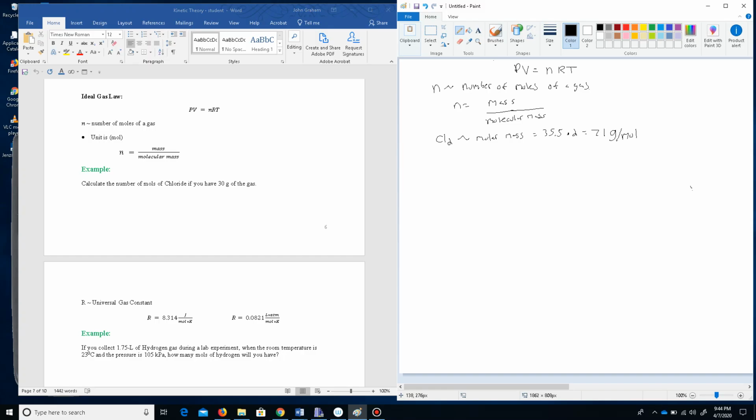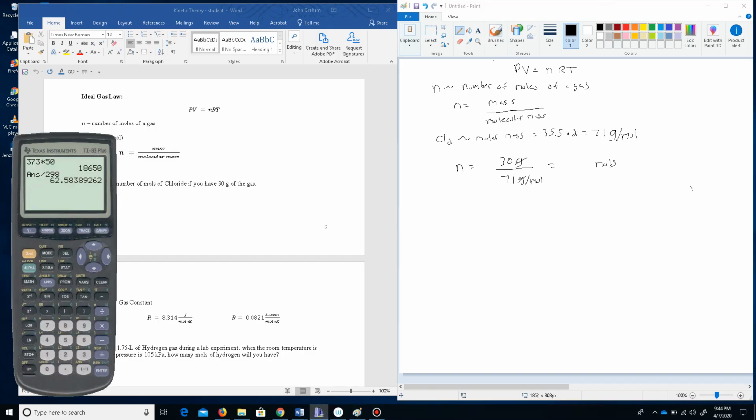And so if we want to calculate our number of moles, if we have 30 grams, that's our mass. We have 71 grams per mole. That mole is going to go to the top, so we're going to end up with moles as your unit. Grams cancel. 30 divided by 71, 0.42. Right, so this is the number of moles. And that's how you would calculate it for anything.